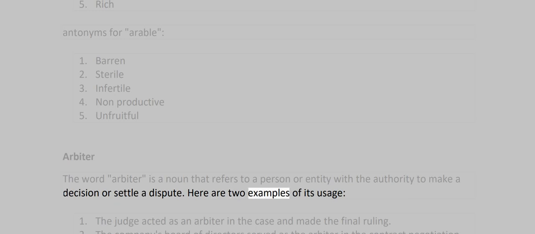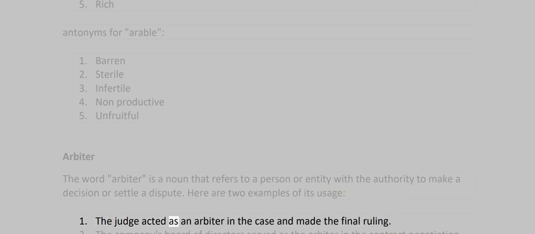Here are two examples of its usage. 1. The judge acted as an arbiter in the case and made the final ruling. 2. The company's board of directors served as the arbiter in the contract negotiation with the union.